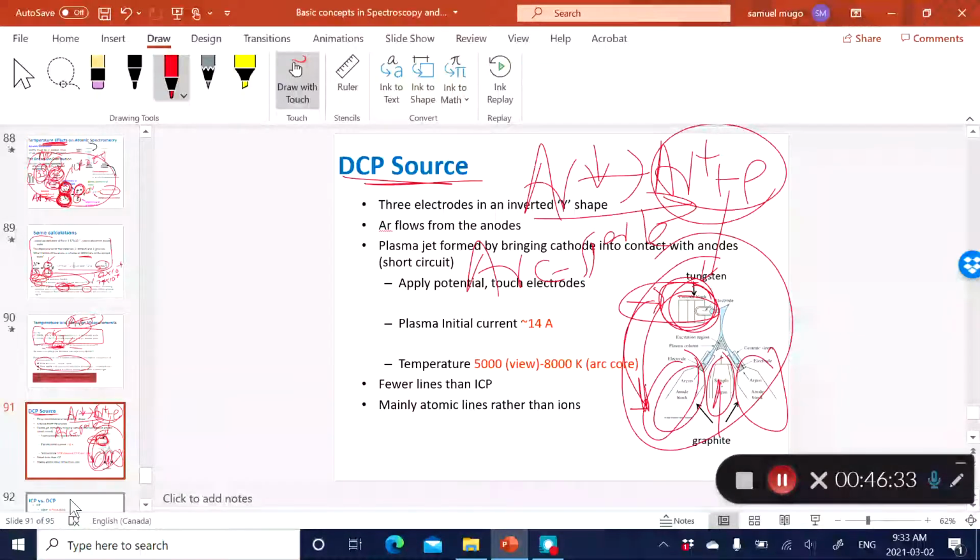Now, compared to the ICP, the temperatures in this case are a bit lower, but you also use less argon for the DCP, meaning that you tend to get fewer spectral lines for the DCP as well.